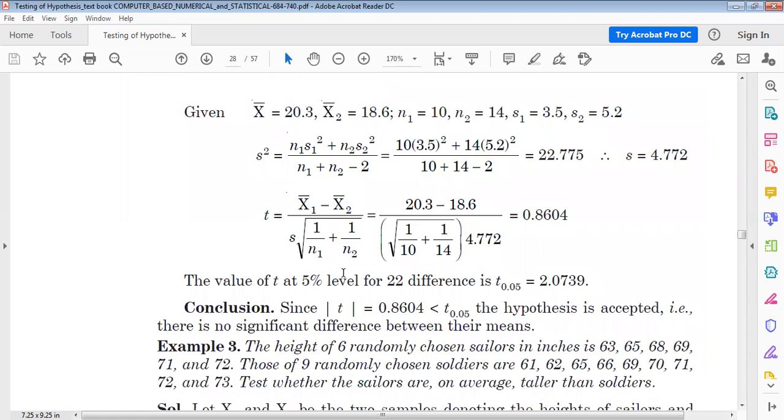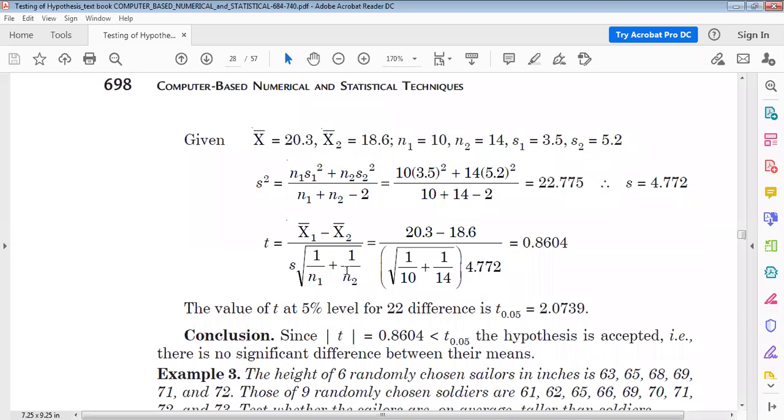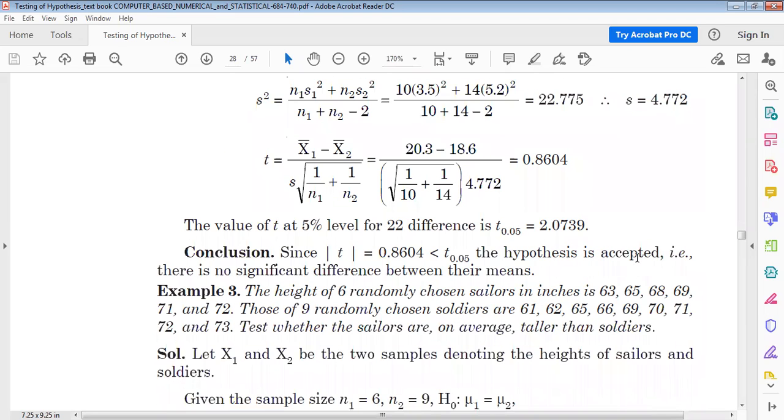So at 5% significance level, the degrees of freedom here: n1 plus n2 is 24, minus 2 is 22. That means degrees of freedom 22. For 22 degrees of freedom at 5% significance level, from the table value we get 2.0739. Our calculated value is much less than the table value. So we can conclude that the hypothesis is accepted. If less than, hypothesis is accepted. If greater than, rejected. Remember it.